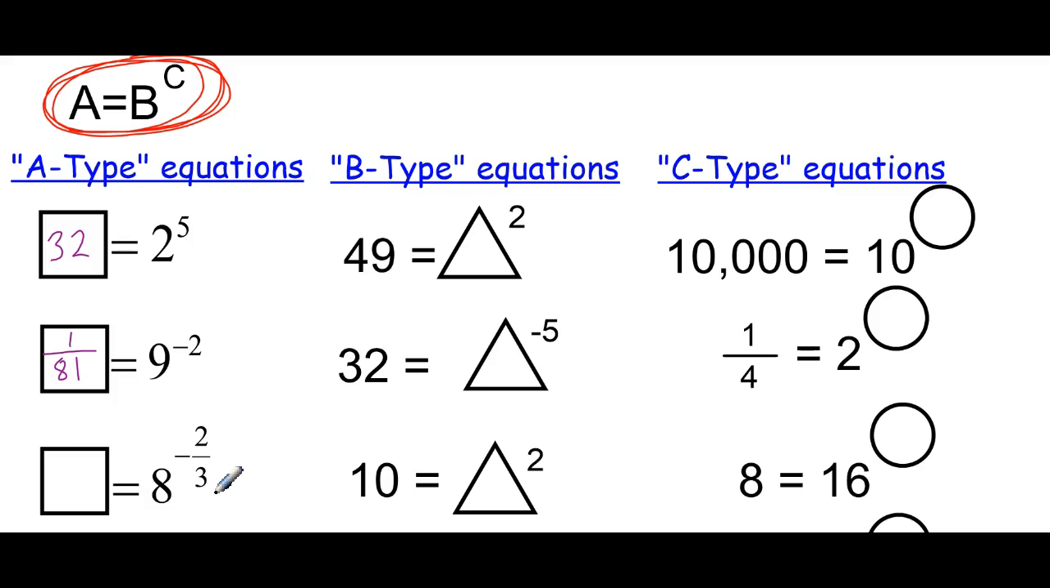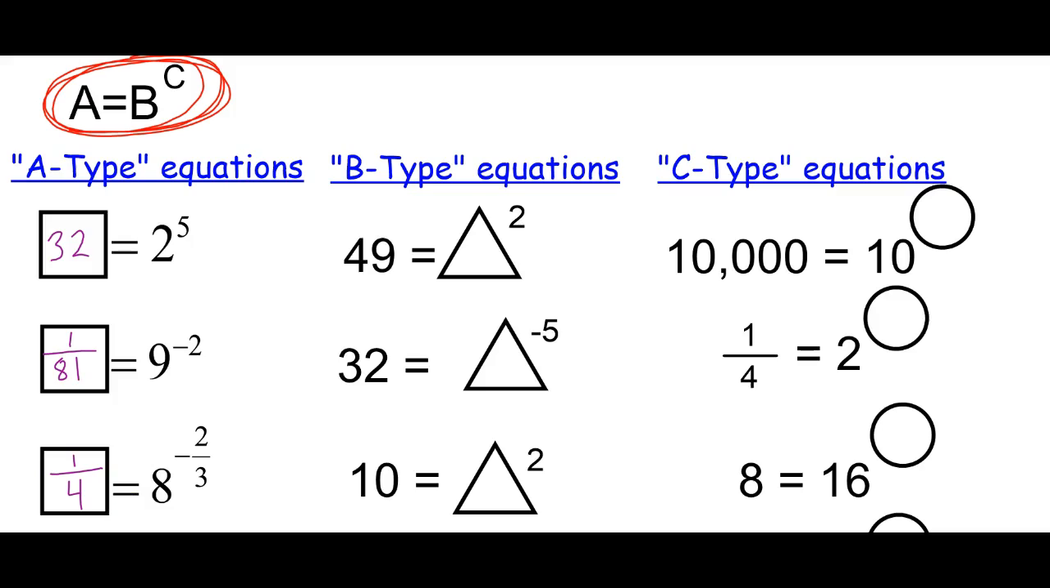You might want to pause the video and see if you get the right answer to this. So the negative means 1 over. The denominator of 3 means you're doing a third root, and the third root of 8 is 2. And then the exponent of 2 means you're going to square that, so you should get 1/4 for that altogether. So A-type equations aren't automatically easy types of equations. Some of them are easy and some of them are hard.